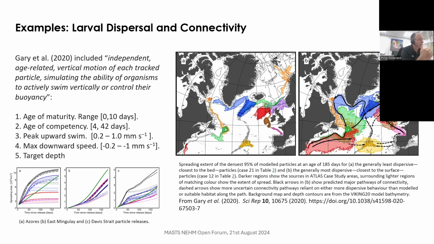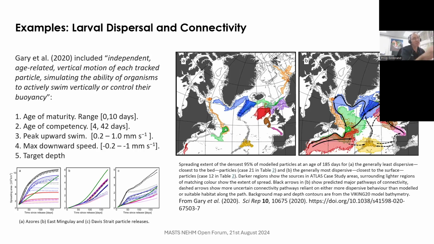You can experiment with all of these. They had different upward swim speeds, different downward swim speeds. The age of competency varied when the particles looked for somewhere to settle. So they moved from a pelagic phase to a settling phase, and so of course the behavior changes when they change their stage.